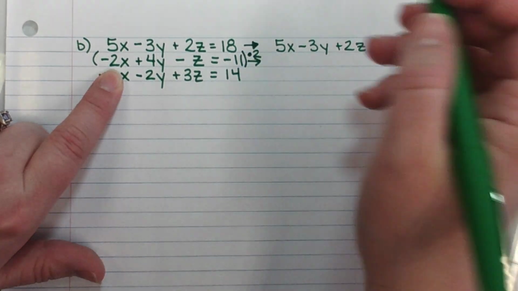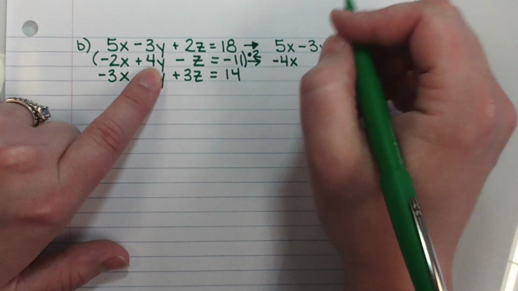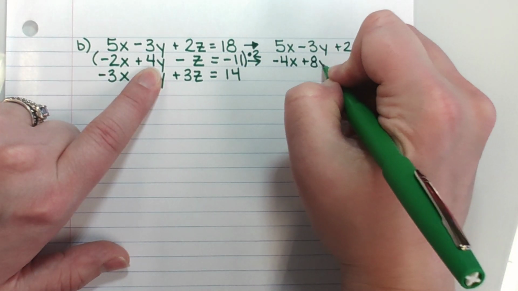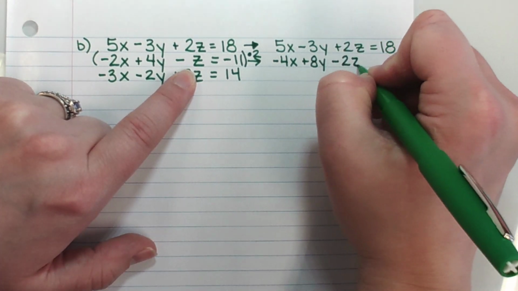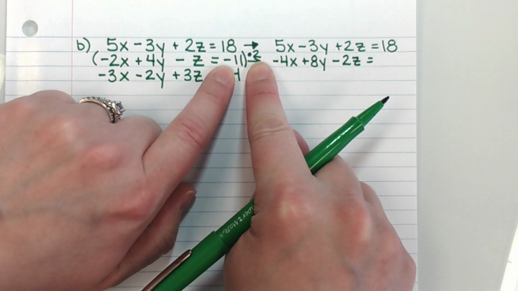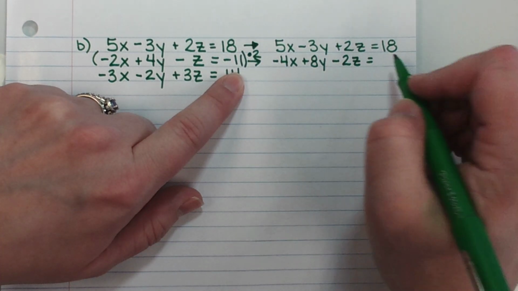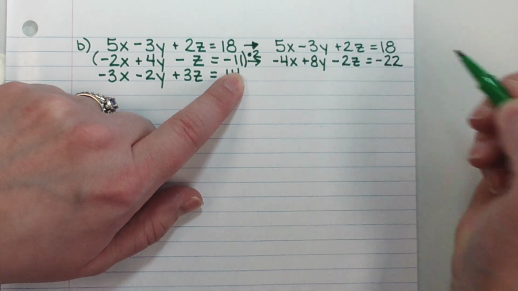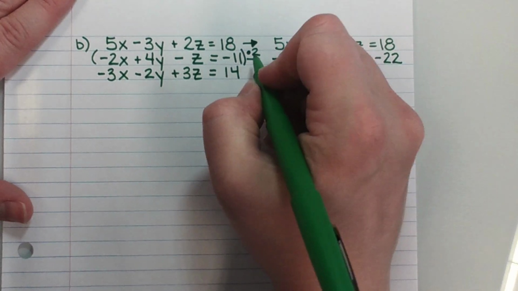2 times negative 2x, negative 4x. 2 times 4y, 8y. 2 times negative z, negative 2z. Do not forget this piece. It's one of the most common things, and I saw a lot of you do it yesterday, is forget to multiply by the constant. 2 times a negative 11, negative 22. Do I add or subtract at this point? Add. If they're opposites, you add and they'll cancel.